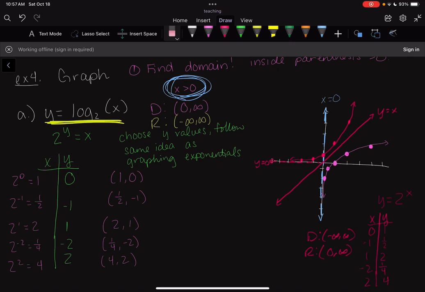Whereas if we move it to an exponential, we get free rein on picking y values. We don't have to think about being strategic and only picking values that work for the base and stuff like that. We don't have to worry about that as much. So that's why I choose to do it this way.